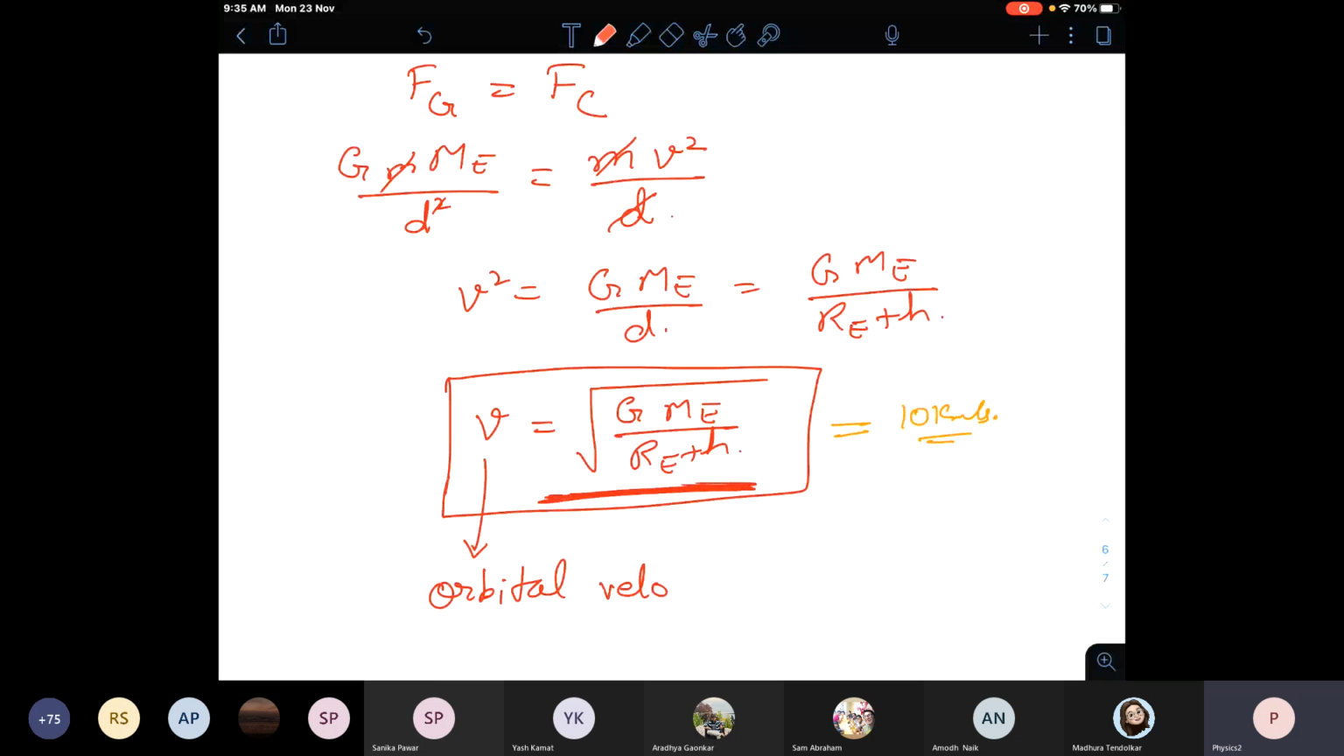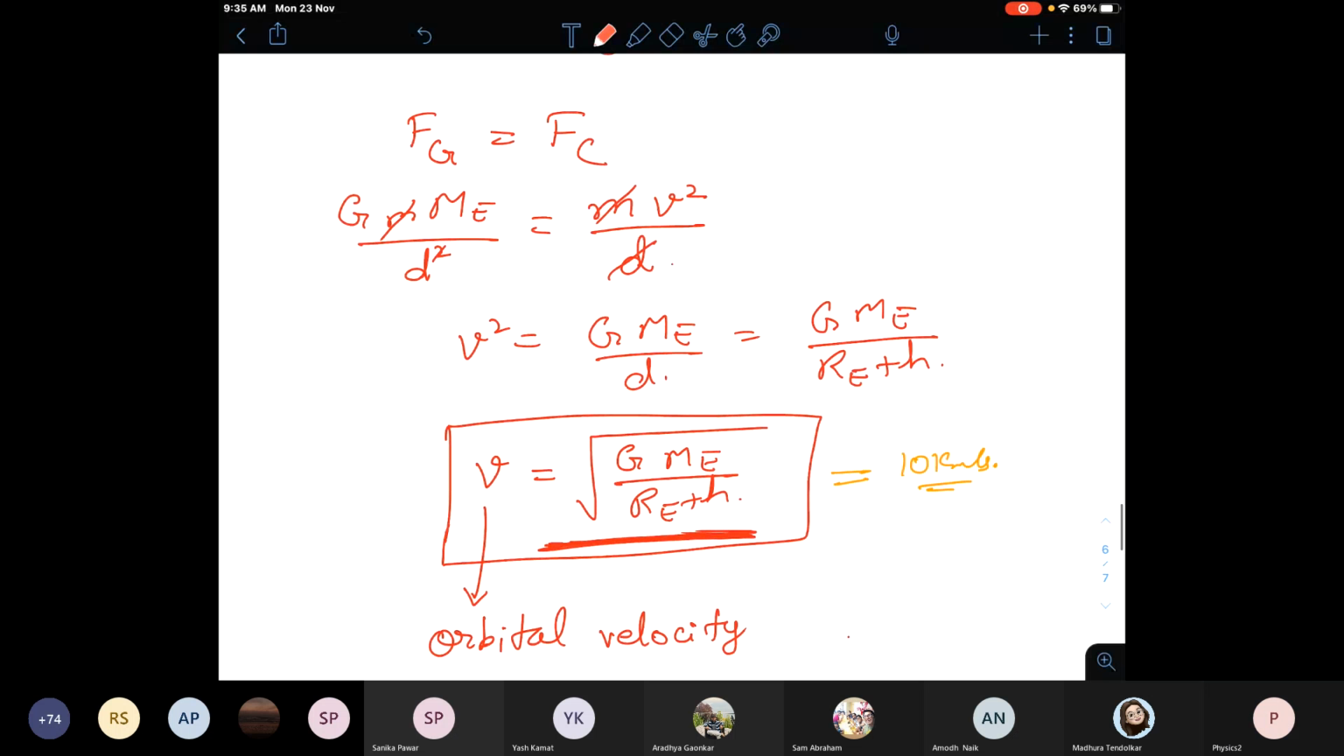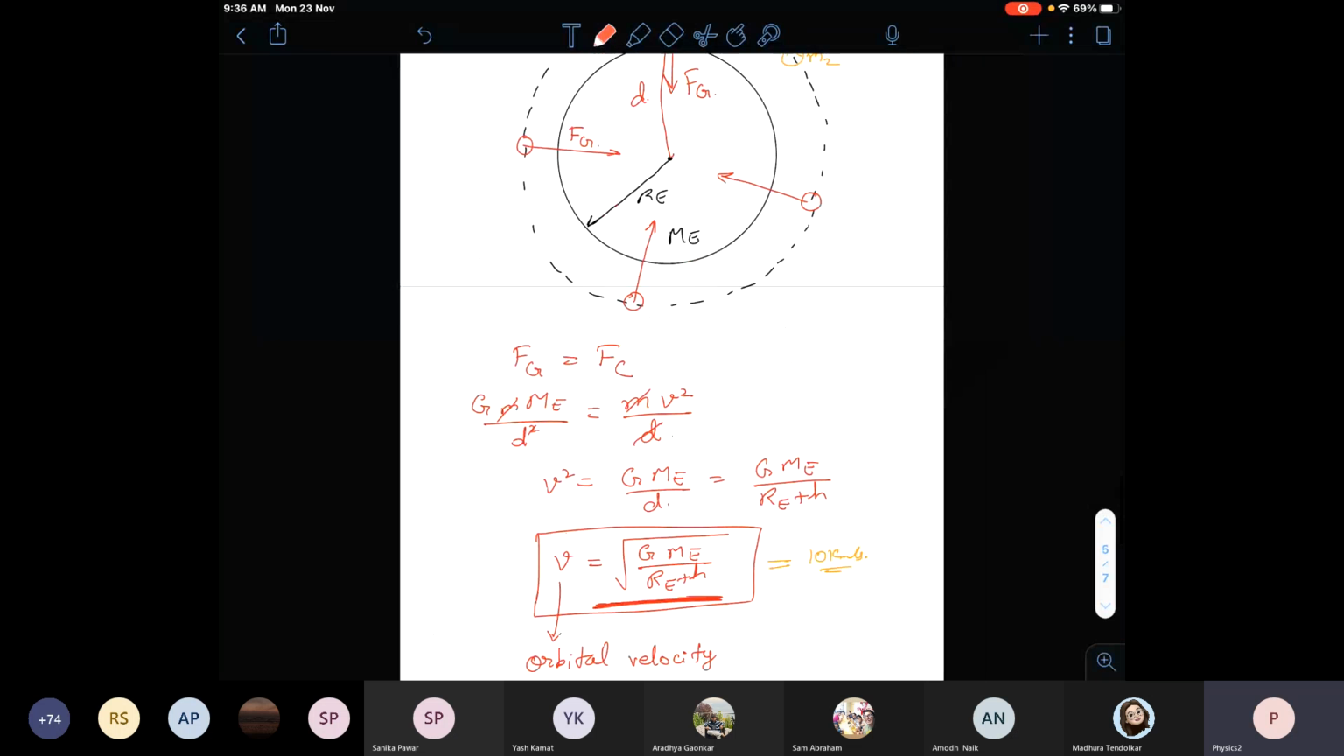Orbital velocity, also denoted as VO. Okay, not this VO, let it be orbital velocity. What is the orbital velocity? The velocity required for the satellite to stay in that particular orbit is orbital velocity. Any doubt in this? Simple thing, very basic. So if you want, you can write it.